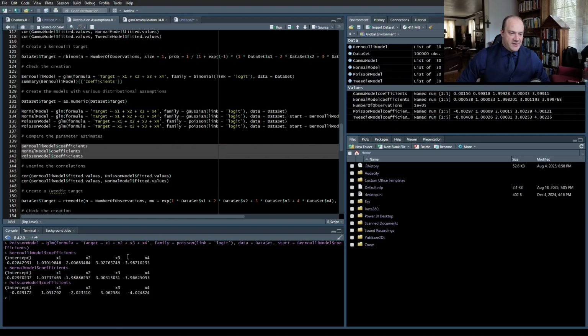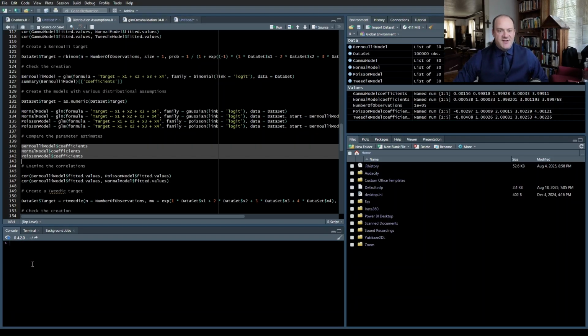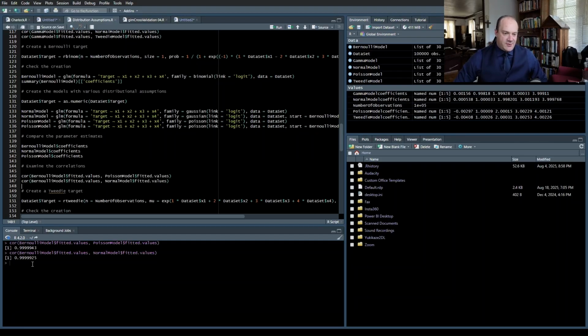We can compare the coefficients here. In this case, we alternated the signs on the coefficients because if you made them 1, 2, 3, and 4, then you would get pretty much all 1s back. So we mixed them up. But again, look, the normal coefficients come back the same way as the Poisson coefficients, 1, -2, 3, and -4. So look, it's figuring out where it needs to go. Everybody's roughly in agreement, even though we blatantly violated the distribution assumptions. And the correlation, boom, again, it's nearly identical.